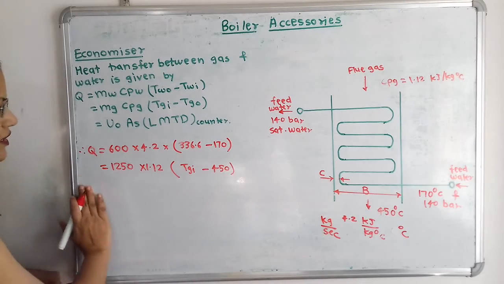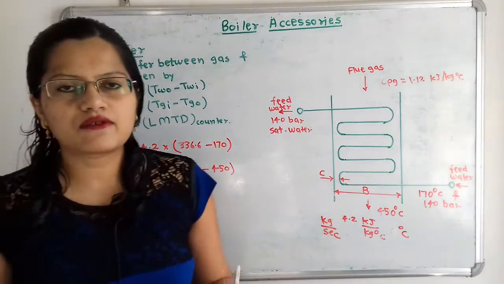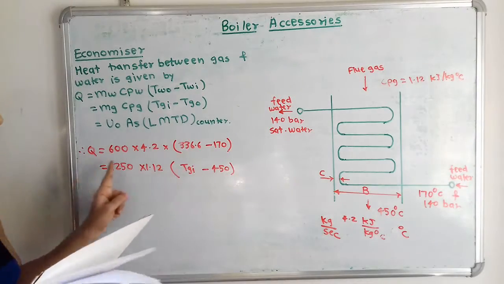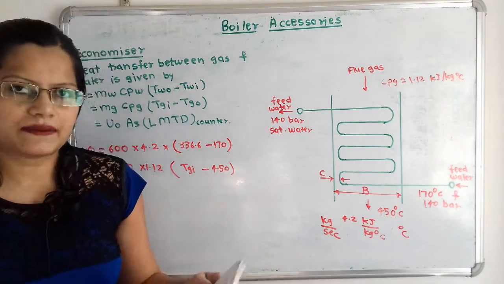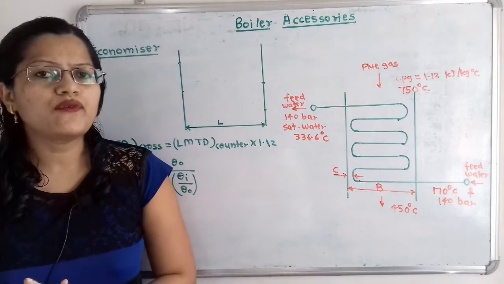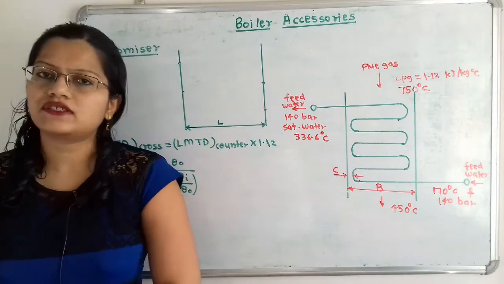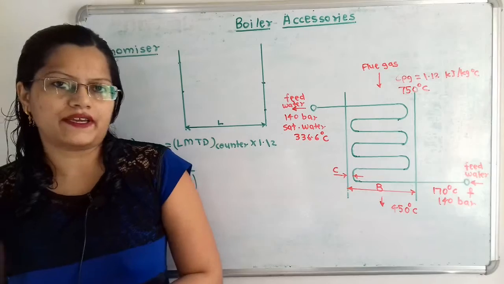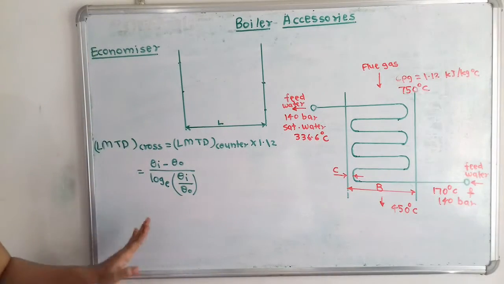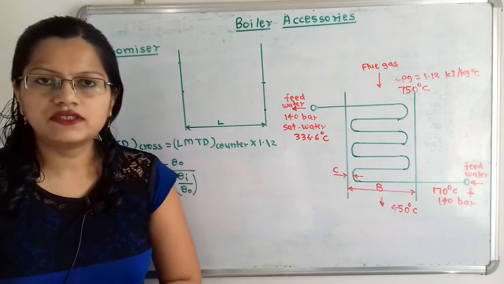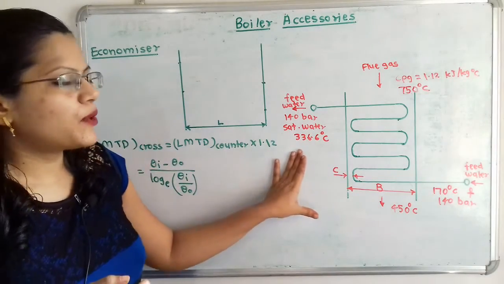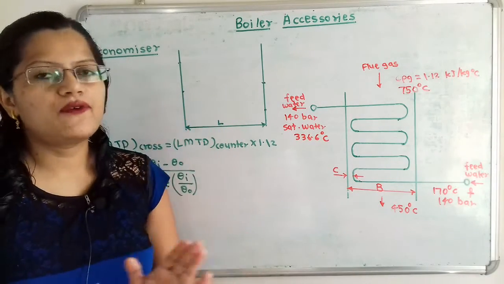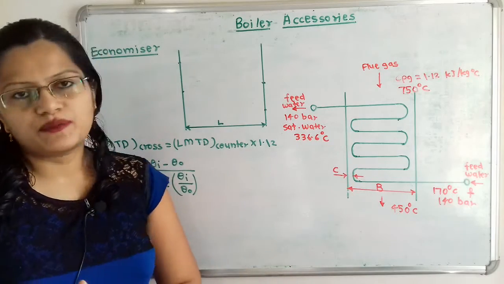So how to solve this? With the help of a calculator we will find all these values, and we will find this value of Tgi. Now we will understand how to find the log mean temperature difference with the help of a diagram. If we observe, here is the total length of the tube. Now we will plot the temperature of the flue gas as well as the temperature of the feed water.